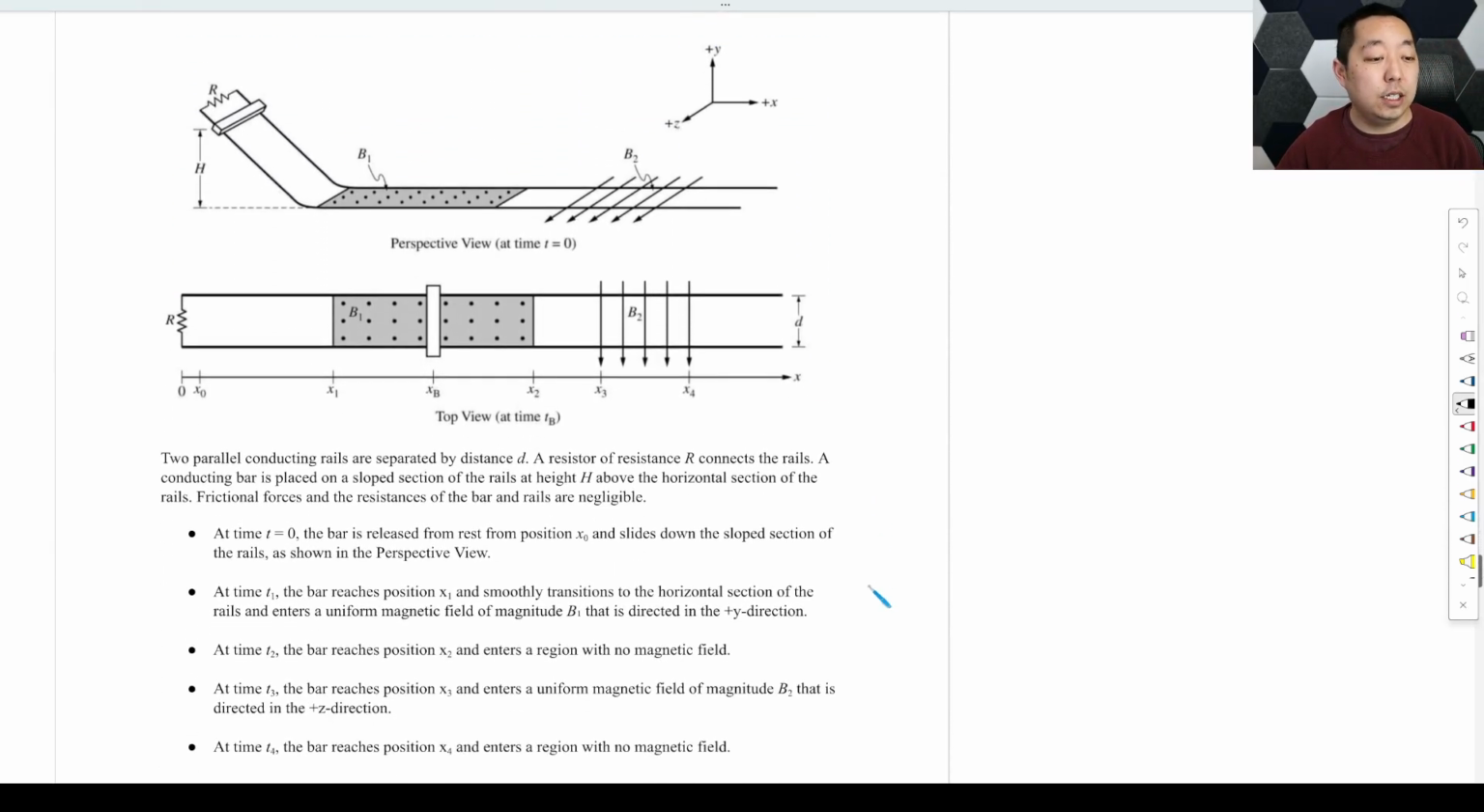All right, let's take a look at another FRQ. I've modified some past FRQs to make these work, because I want you to do more symbolic problems, since I think that will be the more challenging part: things without numbers. So we have two parallel conducting rails that are separated by distance d. Okay, so this is the d. A resistor of resistance R connects to the rails.